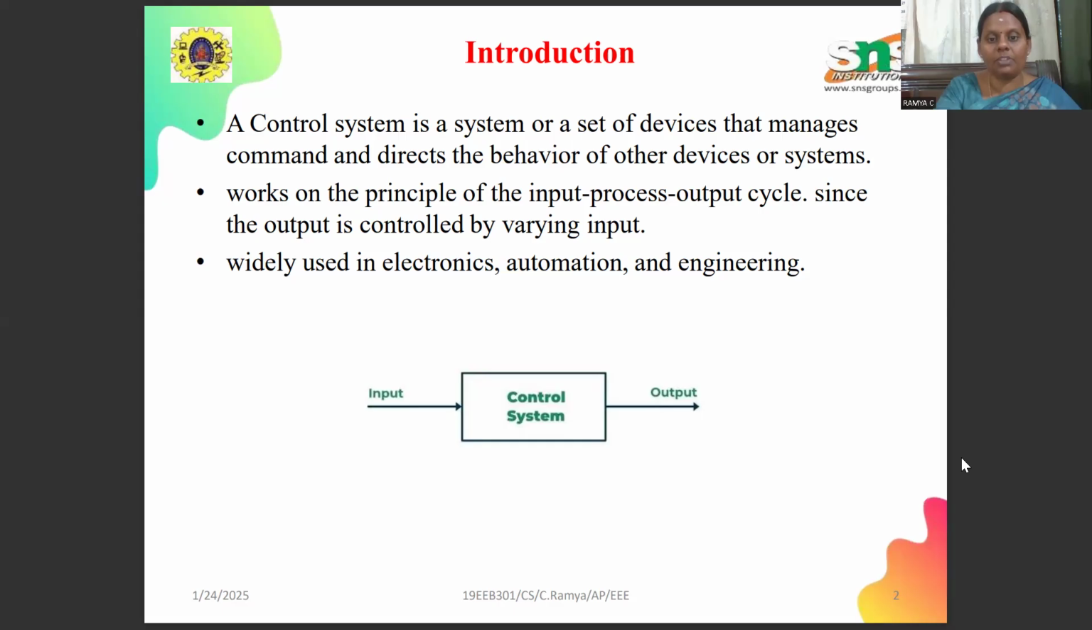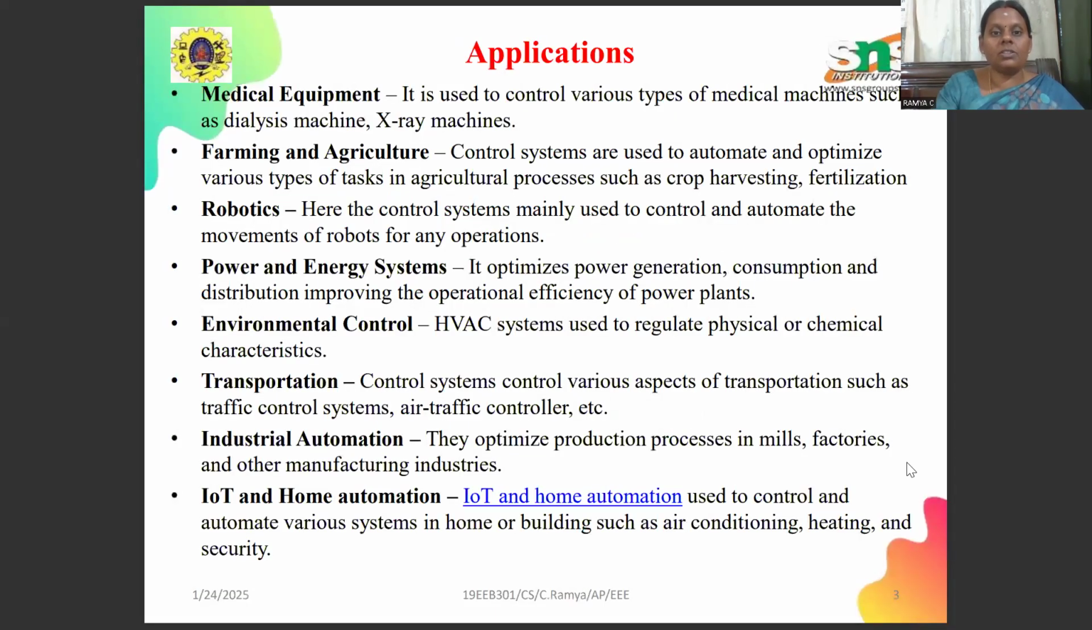So we have an input which is given to the control system, and that will produce the output. And this output is varied by means of varying the input. We are using it in real-time applications in many places, especially in automation, electronics, and engineering. This block diagram will help us to understand the input we are feeding to the control system and it will produce the output.